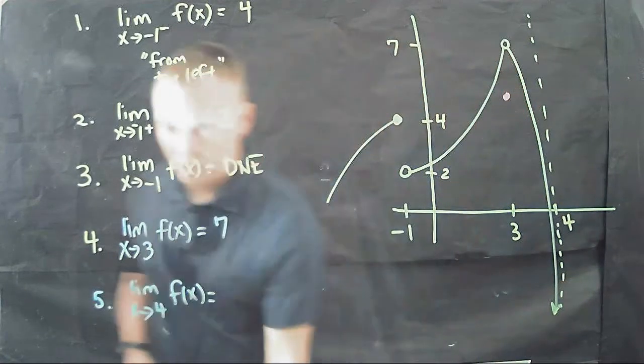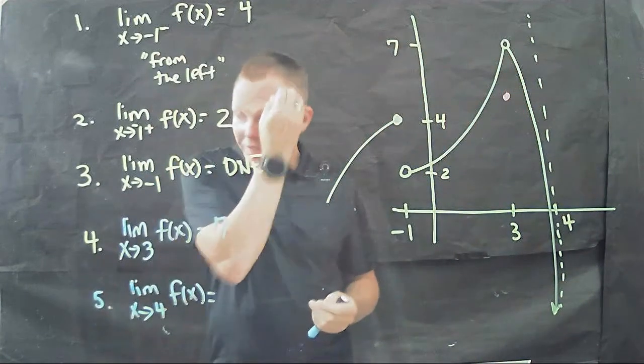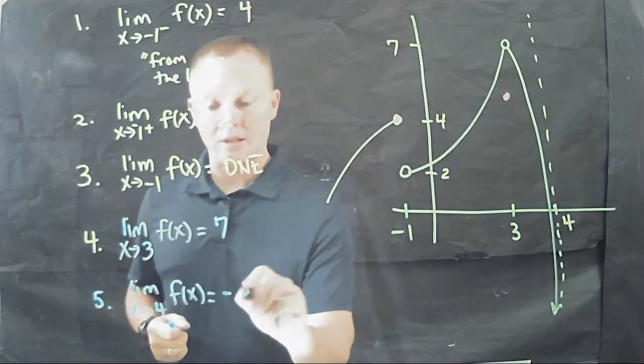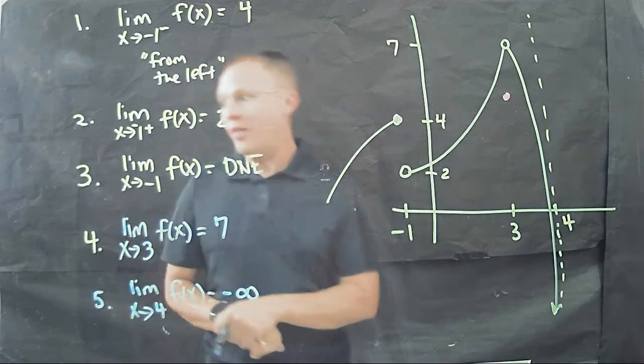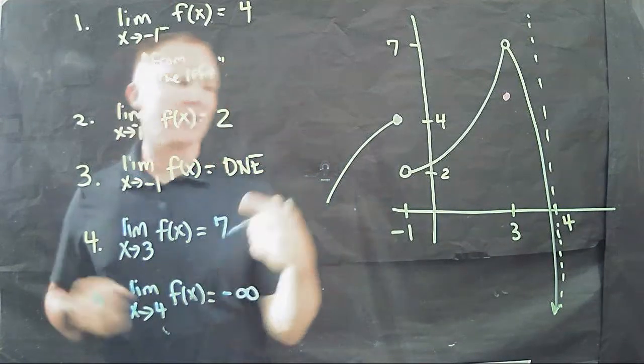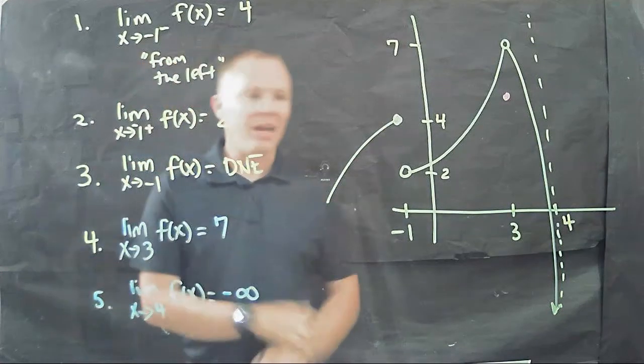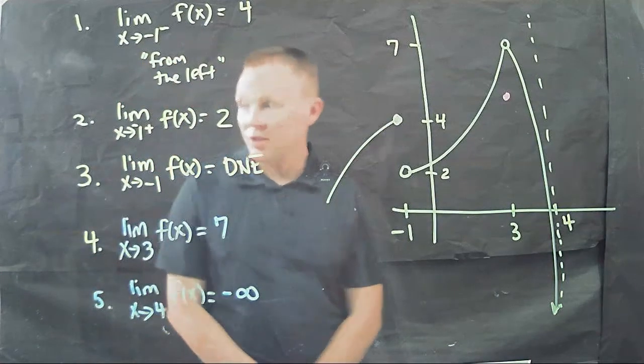So there are two sort of accepted answers here, and I feel like it's getting more and more accepted to just say that this answer is negative infinity. Now there are some sticklers out there that would say that this limit doesn't exist. The limit is infinite, but negative infinity is a perfect answer to say there.